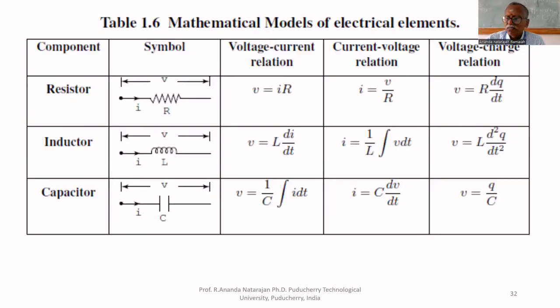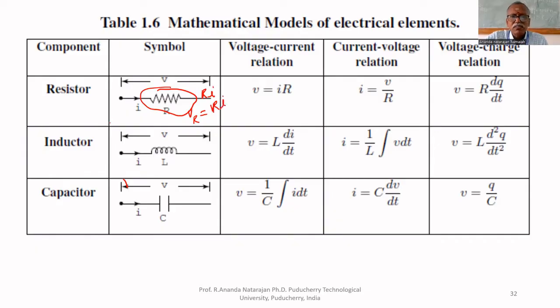This is for the electrical system. As far as the electrical system is concerned, if it is a resistor, we can write the equation for voltage across the resistor. What is the voltage across the resistor? I multiplied by R. R is constant, I is variable. So voltage across the resistor VR equal to Ri.